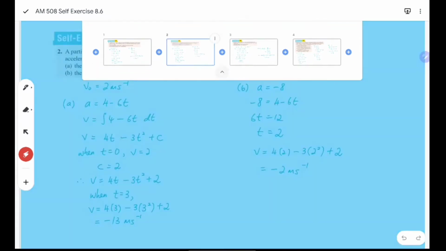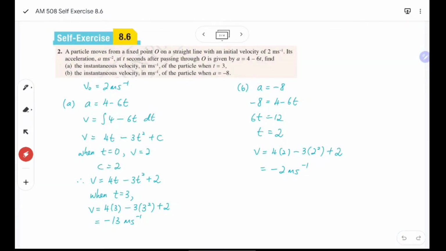Question number 2. A particle moves along a fixed point O on a straight line with an initial velocity of 2 meter per second. Its acceleration a meter per second square at t second after passing through point O is given by a equals to 4 minus 6t. Find a, the instantaneous velocity in meter per second when t equals to 3.